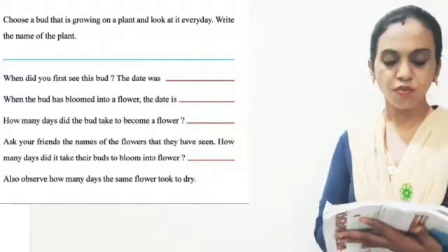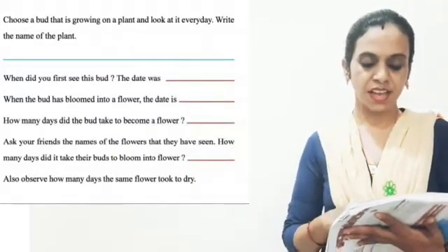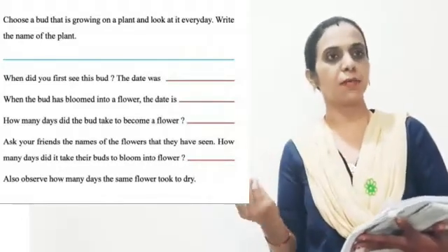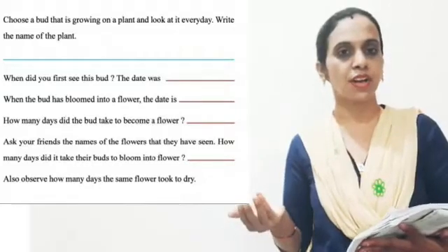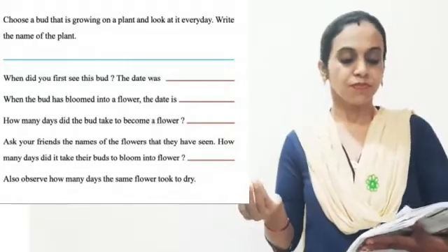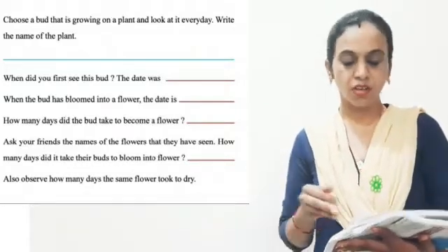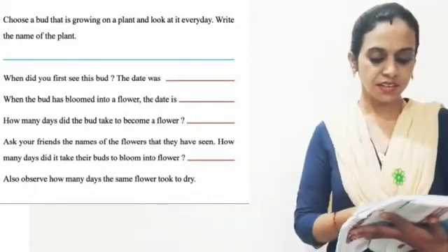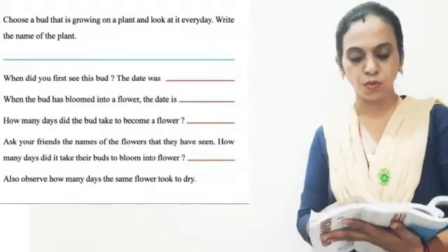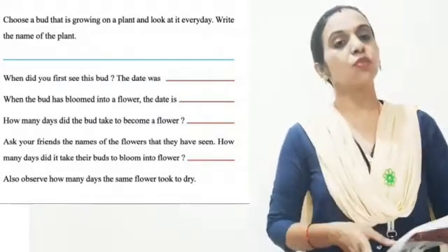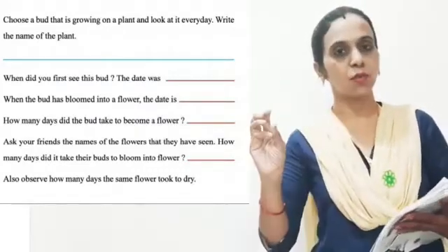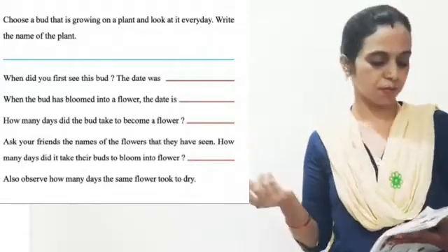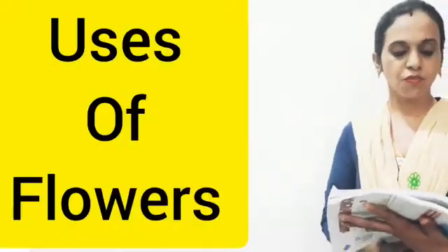Then ask your friend the name of the flower that they have seen. आपने जो flower की bud collect की उसका आपने name लिखा. Then you have to ask your friends about the flower that they have seen. जो flowers उन्होंने देखा उसका नाम आपको पूछना है. How many days did their buds take to bloom into a flower? और उस bud को भी flower में bloom होने में कितना time लगा वो लिखना है आपको.